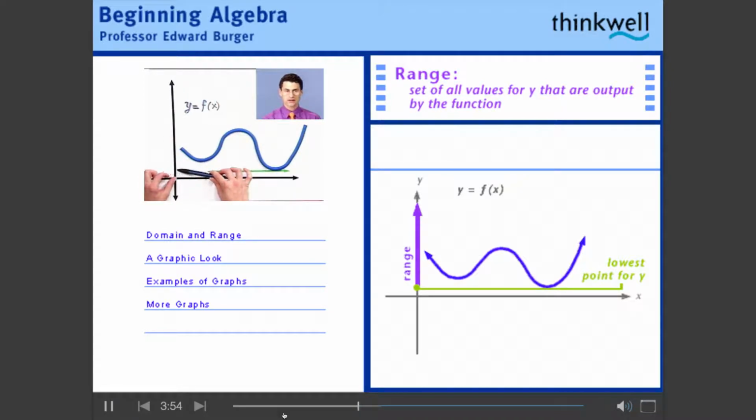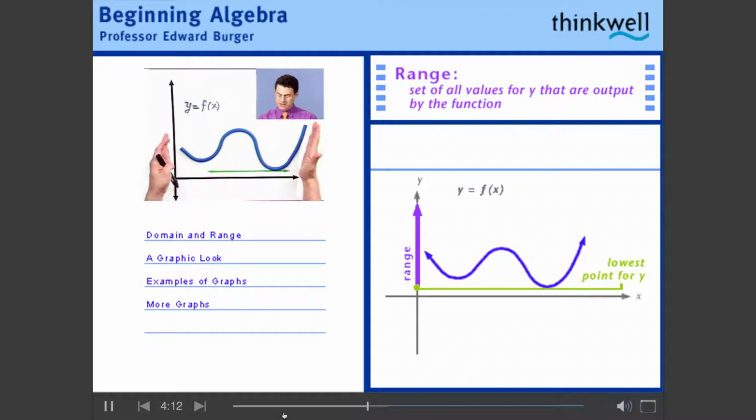This point or higher. But notice that if you pick any y value below that point, like let's say right here, the function never ever comes around there. So this point is not in the range. The function never actually crosses that point. So the range are the y values that you actually hit.